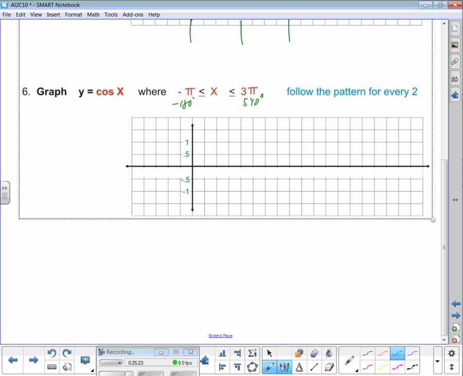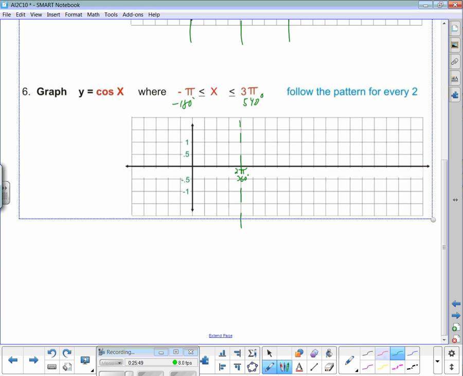So again, look, 4 marks is the key because everything's in quarters. The pattern is in quarters. So I'm going to go 4 marks. 1, 2, 3, 4, and I'm going to do my vertical line. And that's one wave. So this has to be 360 or 2 pi, right? Agreed?